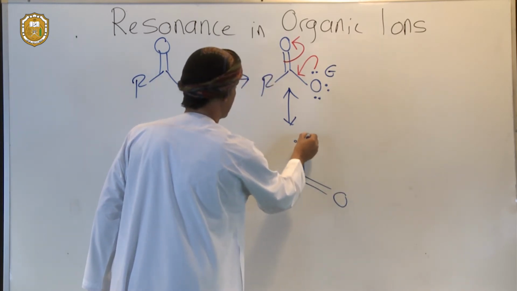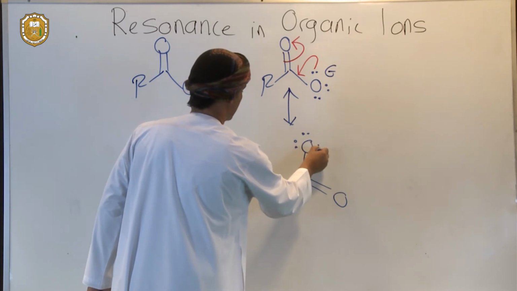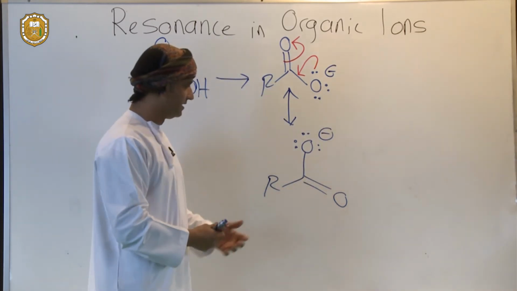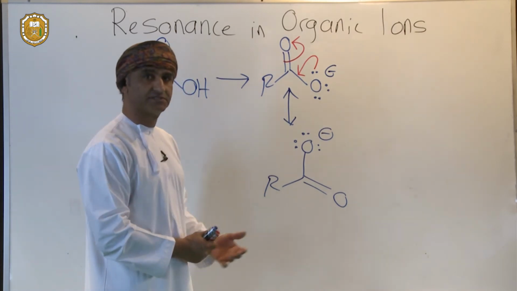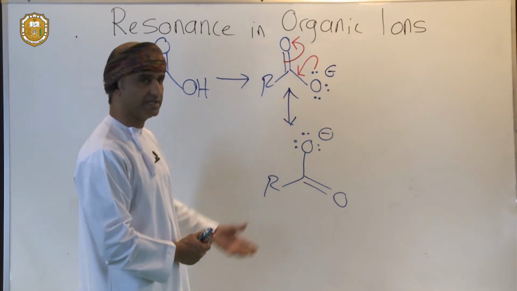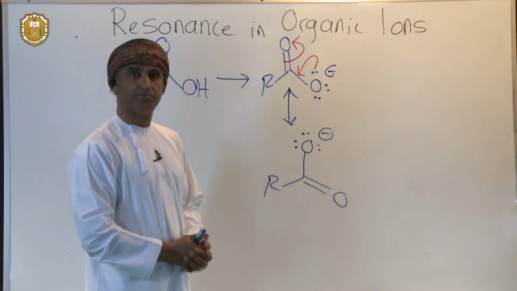So something like that is representative of the second Lewis structure, or the resonance structure, of the carboxylate ion. Therefore, the carboxylate ion is stabilized by resonance.